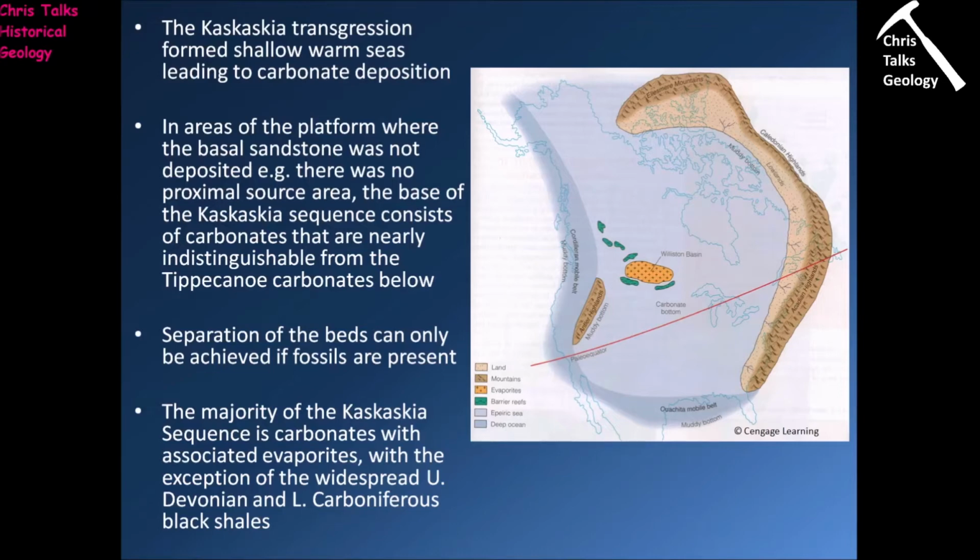And the problem is that these carbonates are nearly indistinguishable from one another. So the only way to actually separate these layers apart is by using the fossils to help you date at what time each layer formed. So the majority of the Kaskaskia sequence is carbonates with associated evaporite.